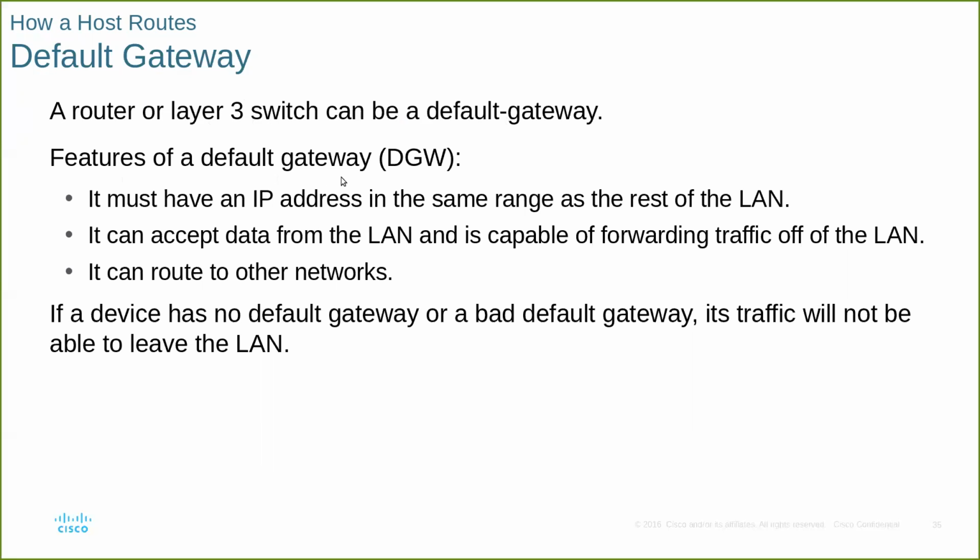Features of a default gateway: it must be an IP address in the same range as the rest of the LAN. Your default gateway will be an IP address that should be in the same range as your host device. It can accept data from the LAN and is capable of forwarding traffic. When your host devices want to send data meant for a remote network, they first have to send it to the default gateway. It can route to other networks also.